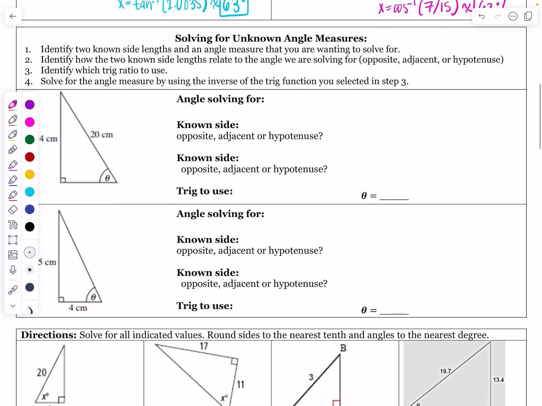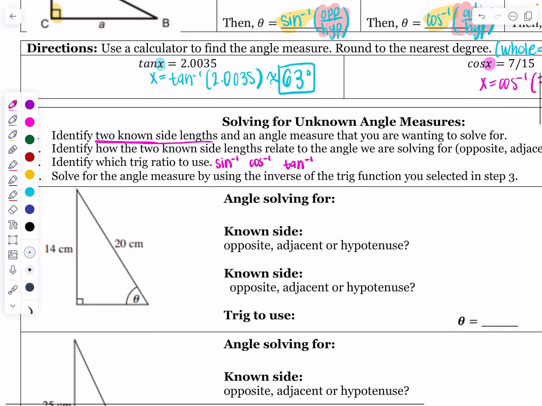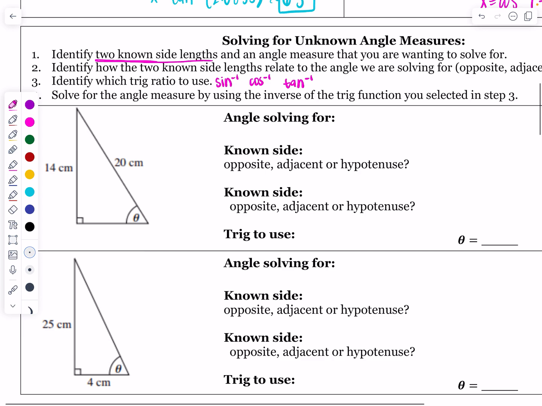The first thing we're going to do, just like before, is identify some side lengths that are known. Last time we had one known and one unknown. Now we need to have two known side lengths, and the angle measure that you want to solve for. Identify how the two known side lengths relate to the angle we're solving for: opposite, adjacent, or hypotenuse. Then identify which trig ratio to use, whether that is inverse sine, inverse cosine, or inverse tangent. We know we're using the inverse because we're solving for an angle measure. Then solve for the angle measure by using the inverse of the trig function you selected in step 3.